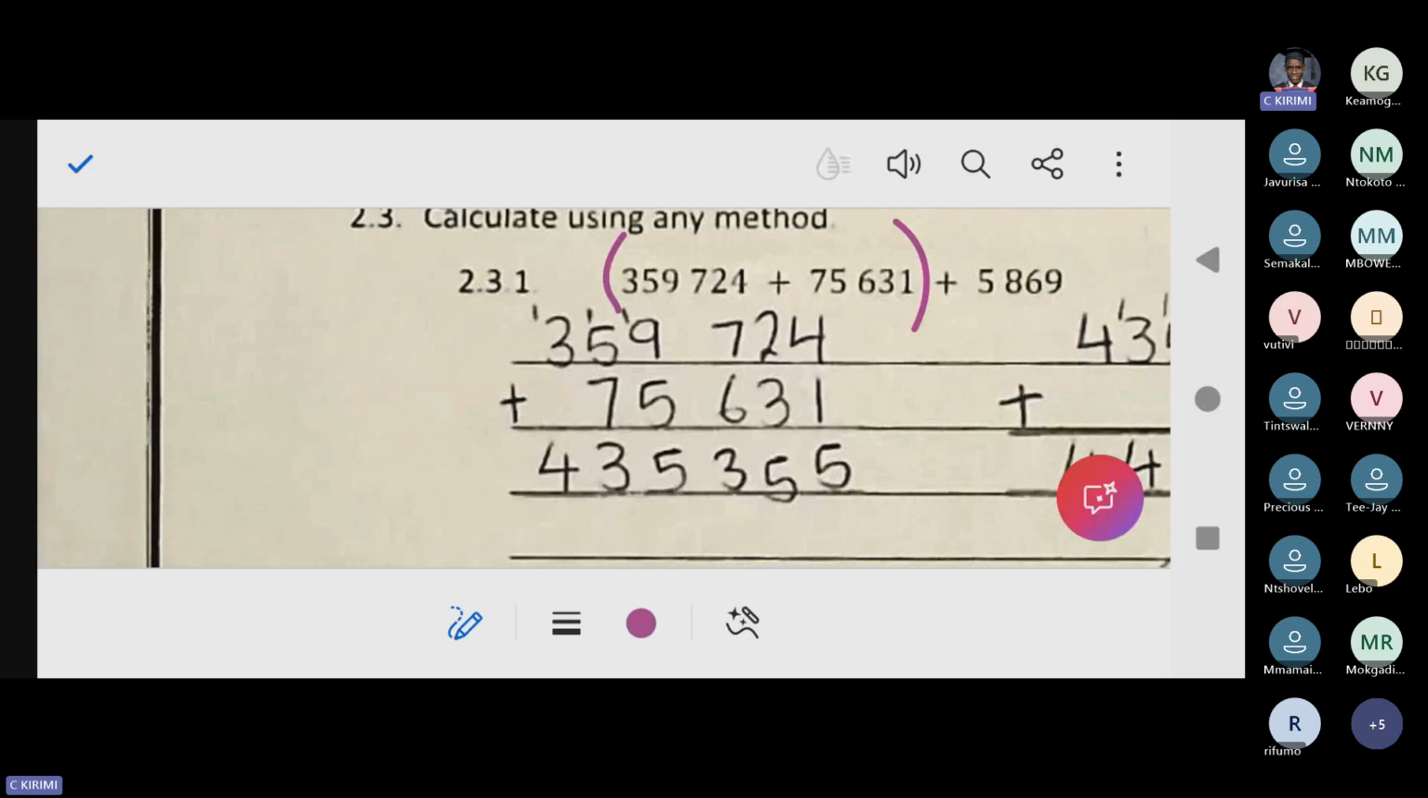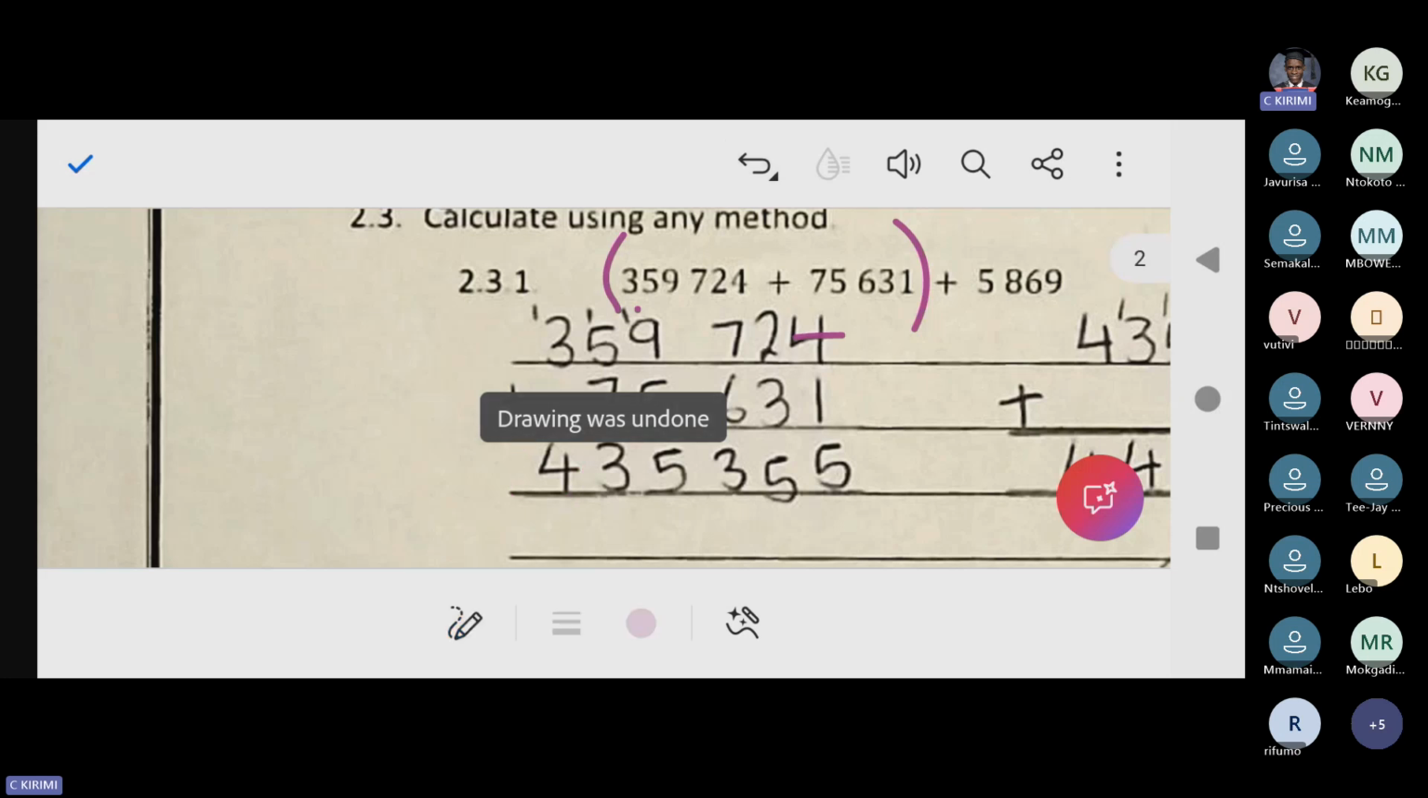4 plus 1, which is 5. 2 plus 3, that's 5. 7 plus 6, that's 13. 3 carry 1. Then 1 plus 9, 10 plus 5, 15. 5 carry 1. That is the one which was carried. And then 1 plus 5, that's 6 plus 7, 13. You write your 3 and you carry the 1. Okay. Then that 1 plus 3 gives you the answer, which is 4.